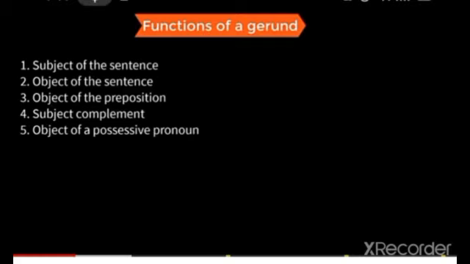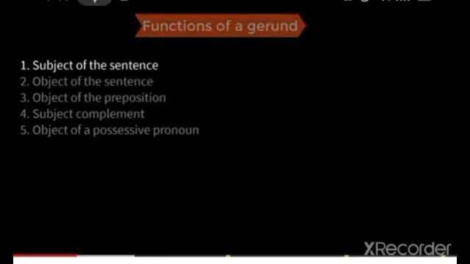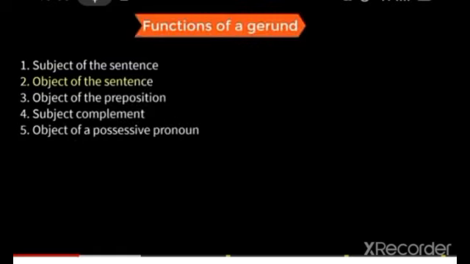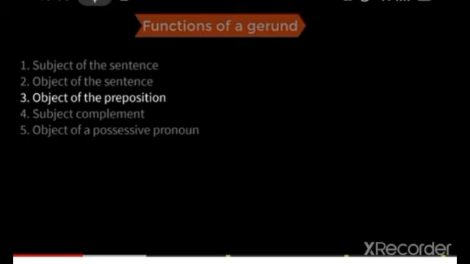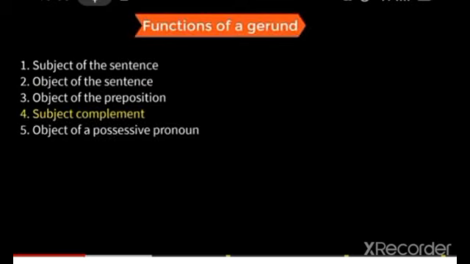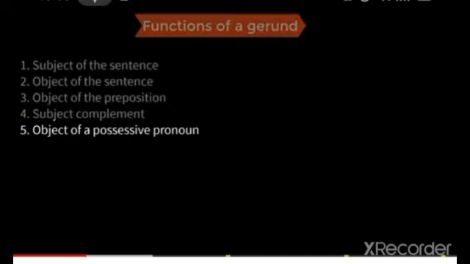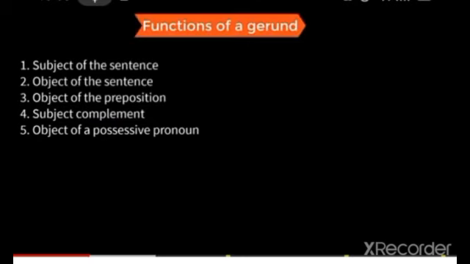Functions of a gerund. What is the function of a gerund? First one, subject of the sentence. Second one, object of the sentence. Third one, object of the preposition. Fourth one, subject complement. And last one, object of a possessive pronoun. So a gerund has 5 functions in a sentence.